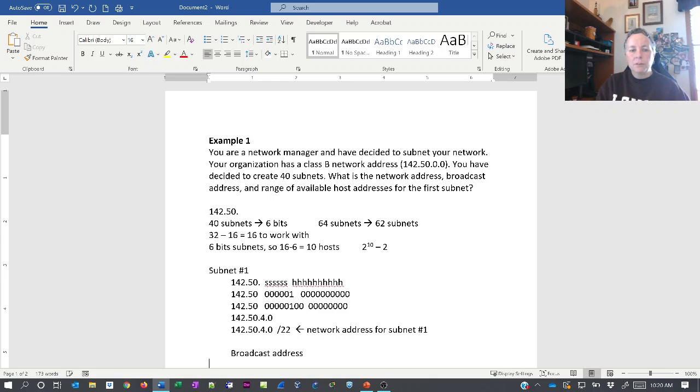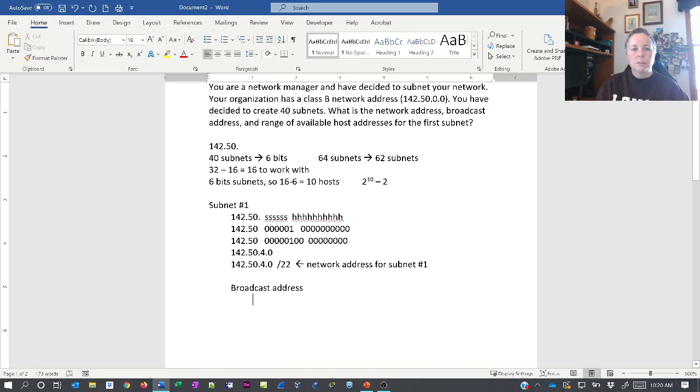Now to find the broadcast address for subnet 1, I do the same thing, except now I'm going to make those host bits, instead of my 10 zeros, 10 ones. So I'm going to have 142.50, then 1, 2, 3, 4, 5, our number 1 in 6 bits, and then 10 ones. I convert that to octets, and then I convert to decimal, which if we do this calculation will be 252.255.